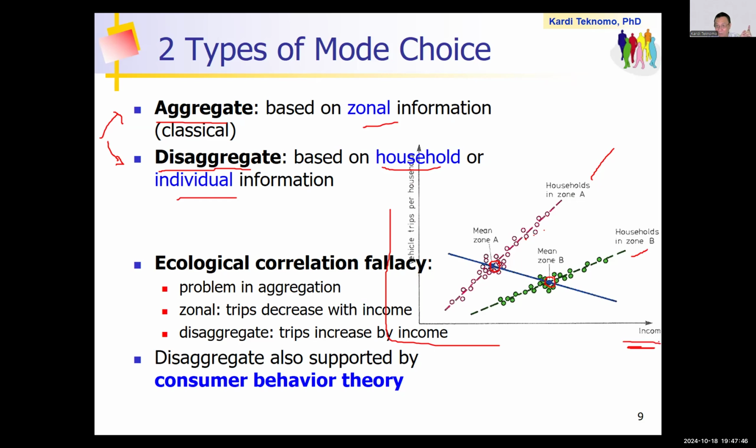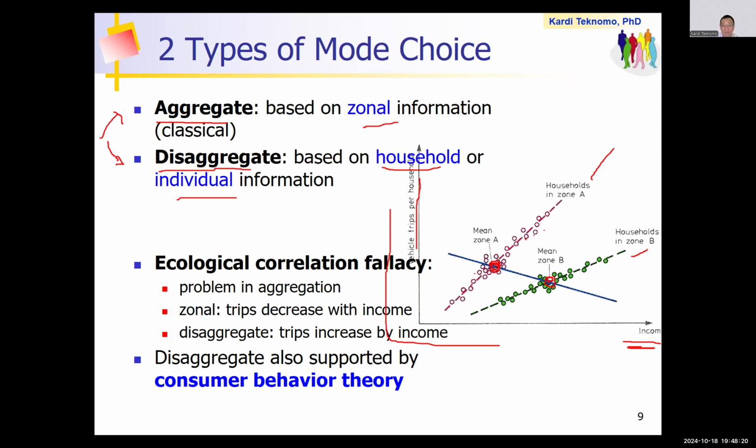the higher the income, the higher the number of trips per household, isn't it? But if you use the aggregate level, so that means you take the average here and here, and then you plot, you will see a negative gradient, isn't it? So it means the higher the income, the number of trips per household is actually reduced, which is incorrect.